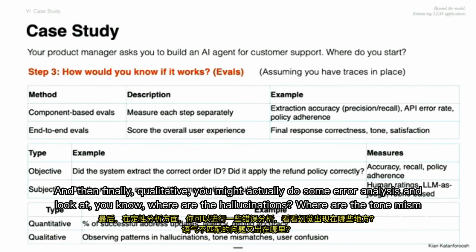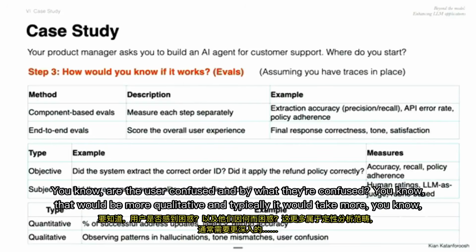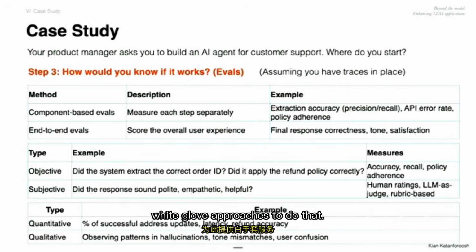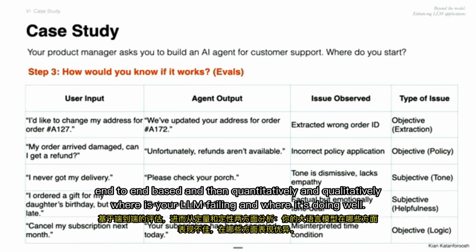And then finally, qualitative, you might actually do some error analysis and look at where the hallucinations are, where the tone mismatches are, whether the users are confused and by what they're confused. That would be more qualitative, and typically it would take more white glove approaches to do that. Okay, so here's what it could look like. I gave you some examples, but you would build evals to determine objectively, subjectively, component-based, end-to-end based, and then quantitatively and qualitatively where your LLM is failing and where it's doing well.